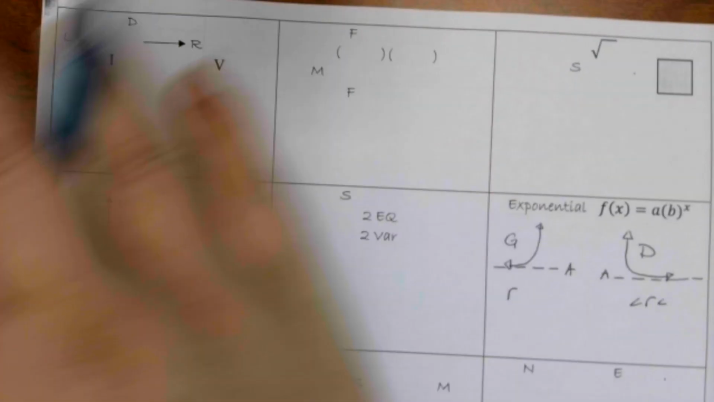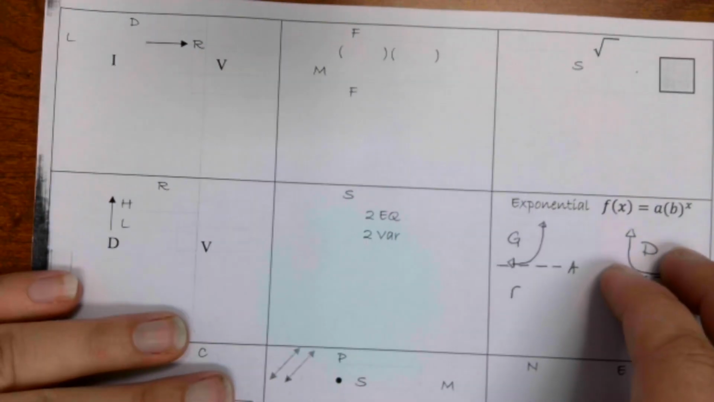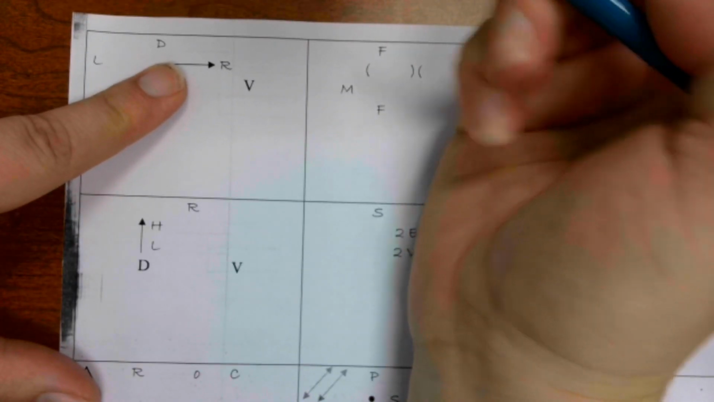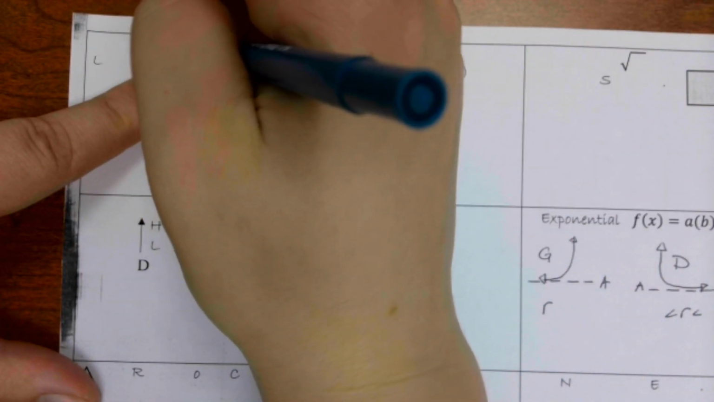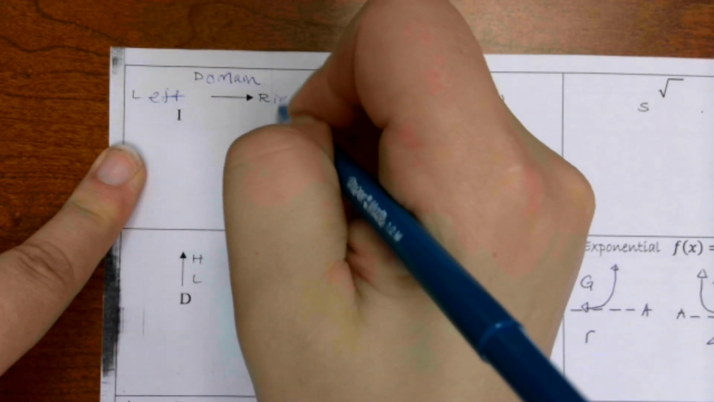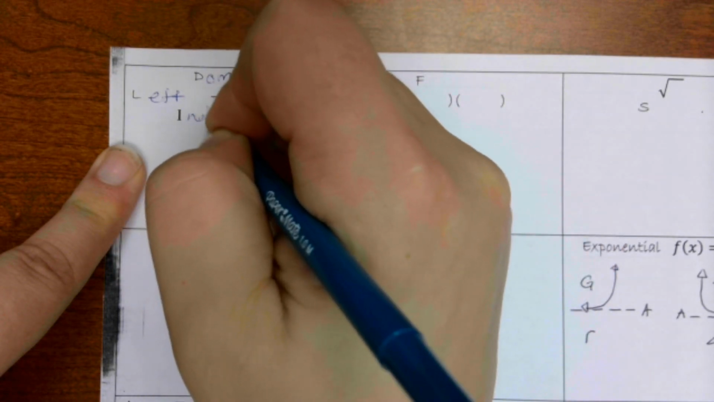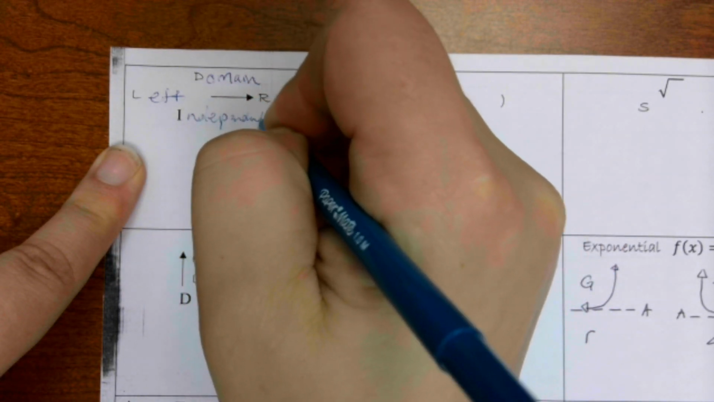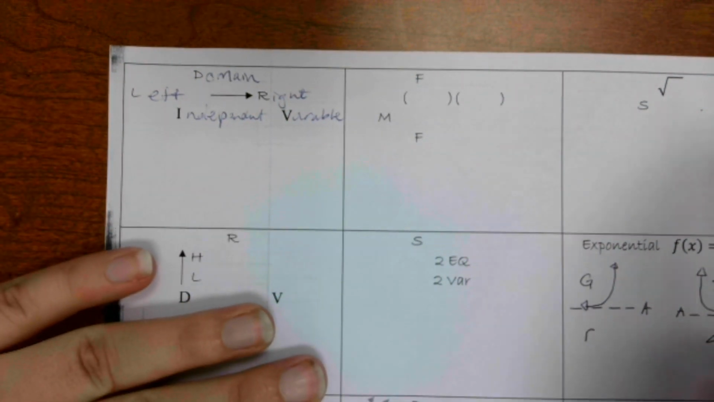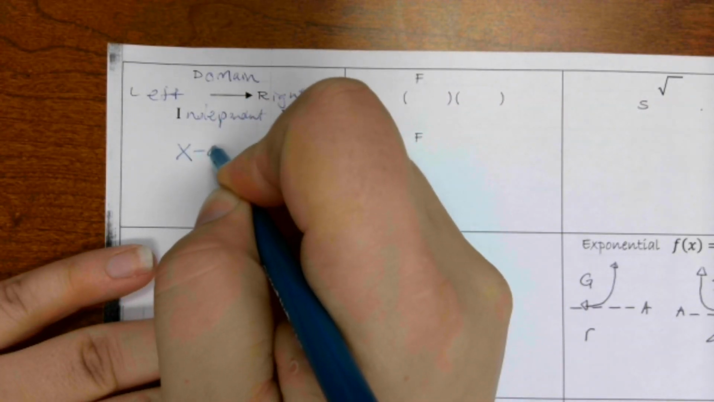The idea here is just to data dump. Get as much down as you can. So the D here stands for domain. We're reading it from left to right, and it is your independent variable. It's always the one that's on your x-axis.